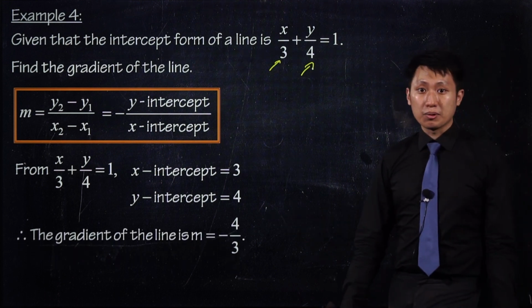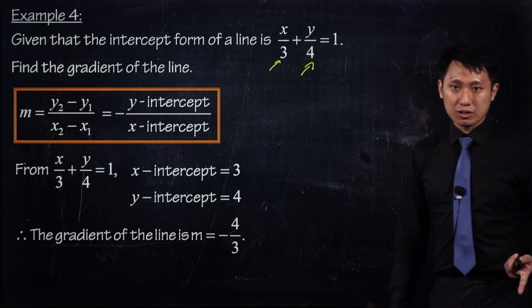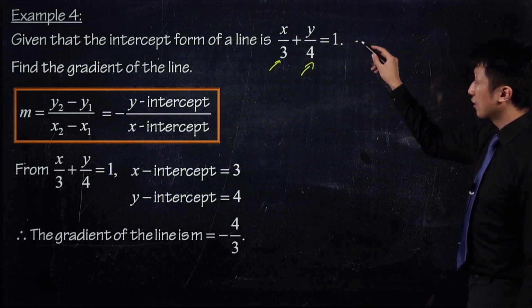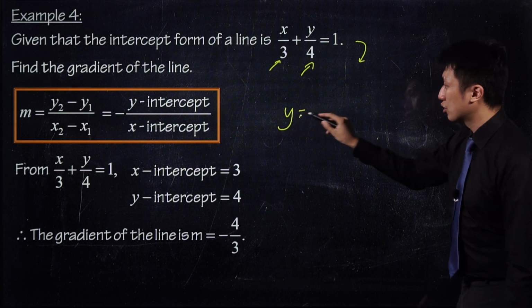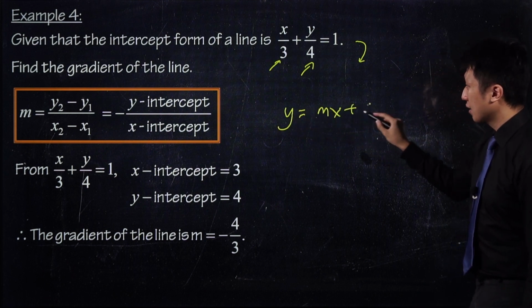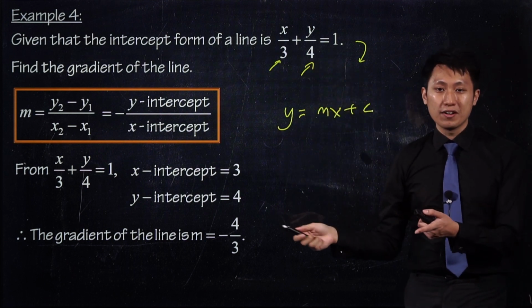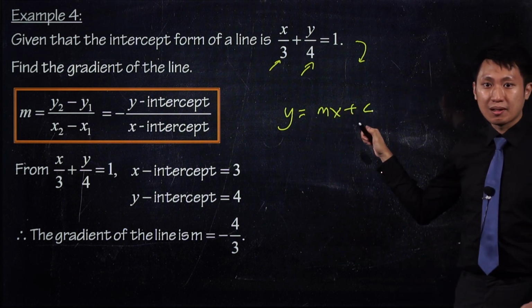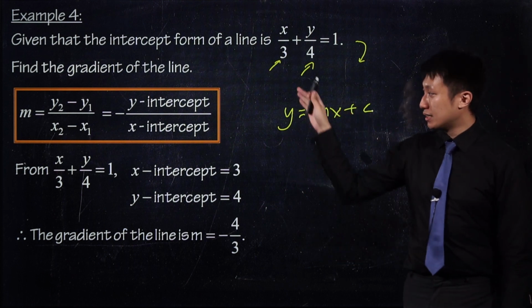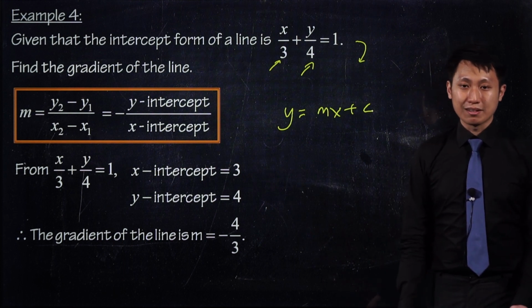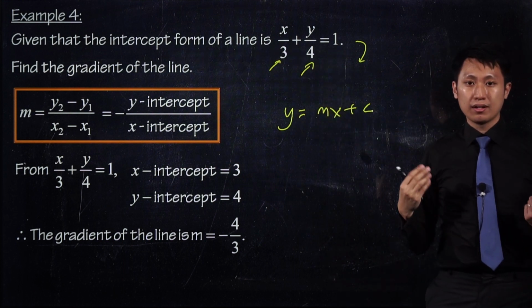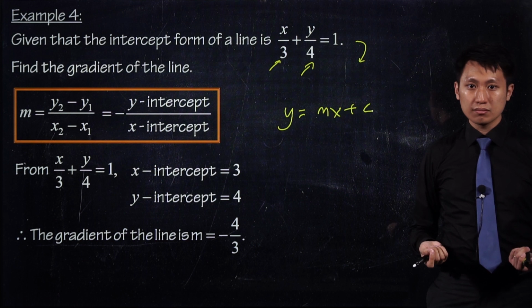Okay, it's very simple. If not, what do you do? You change from this one to y equals mx plus c. You just multiply, move it over, then change it to y equals mx plus c, then you get the m. It's the same, but this one is relatively simpler because it gives you the intercept form. Okay, great.